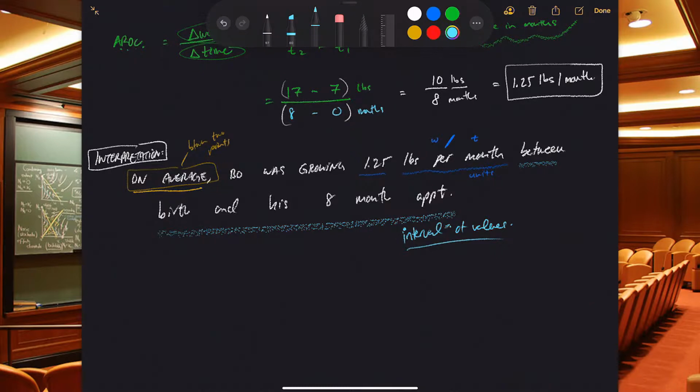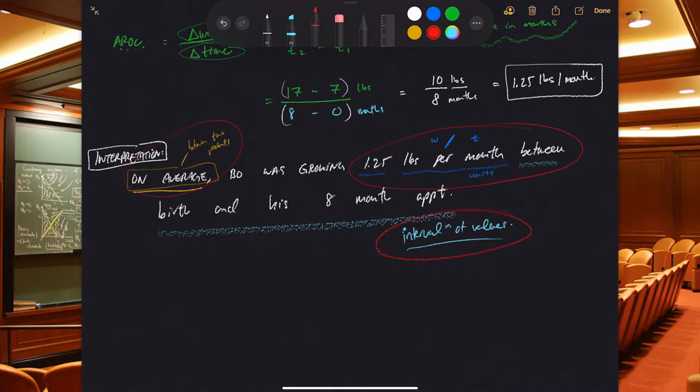So the 3 parts that are here: the fact that we're talking about an average, the units along with the quantity of the rate, the value of the rate, and then the interval of values is specifically stated. So again, if we're talking about how fast a car was going, how much money you were making, how many dollars are being earned in a business per unit sold, we want to talk about the interval between 2 points, the interval of values, and what that rate was with units.